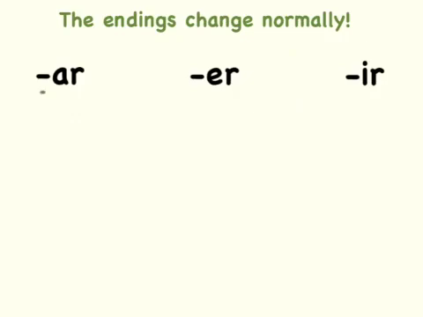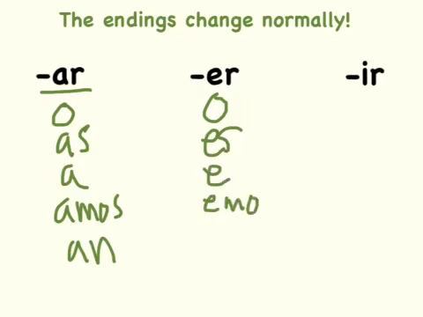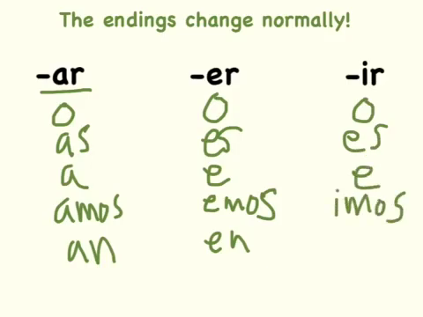So for an AR verb, it's still going to be o for yo, as for tú, a for él, ella, usted, amos, and an. For ER verbs, it's still going to be o, es, e, emos, and en. And for IR verbs, it's still going to be o, es, e, imos, en. So the endings change just like normal.